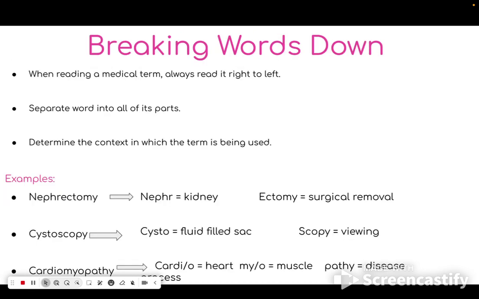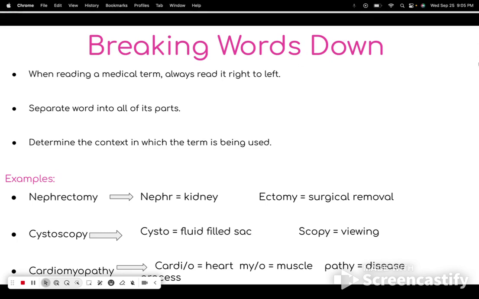Breaking down words is incredibly important in medical terminology. This is how you're actually going to understand the term that you're hearing. When you're reading a medical term, you want to read it backwards, right to left, instead of how you're trained to read, which is left to right. Make sure you separate your word into all of its parts and understand what each part means to put the word together. Determine the context in which the term is being used. This will be very helpful in determining what the word actually means.